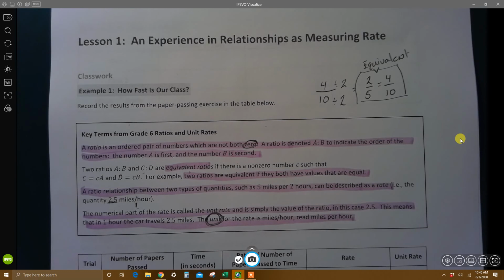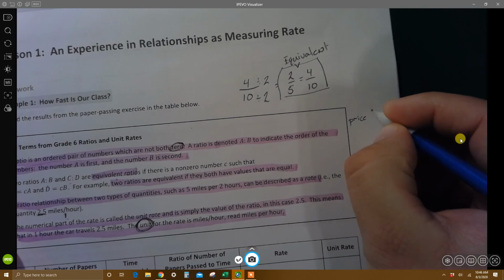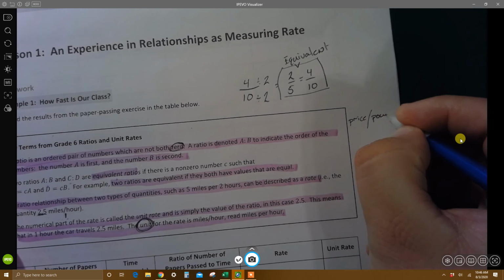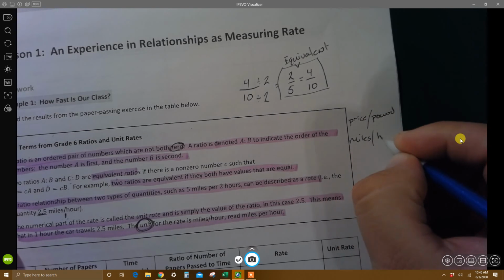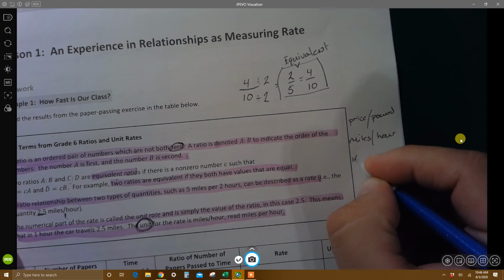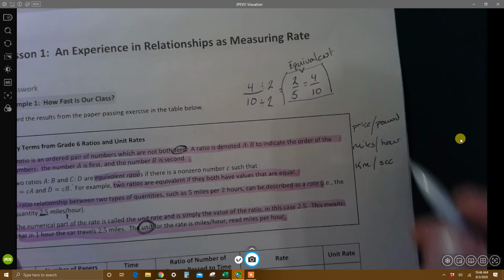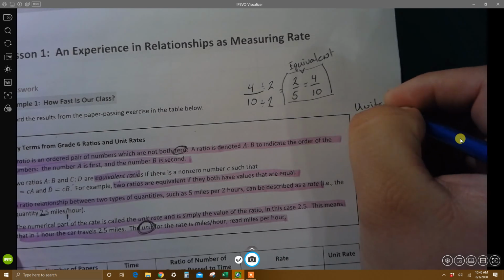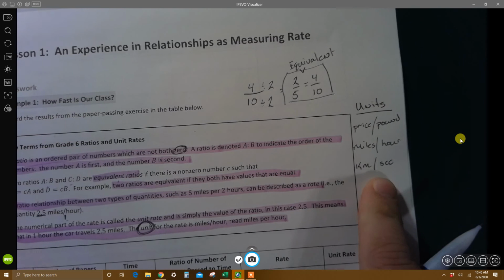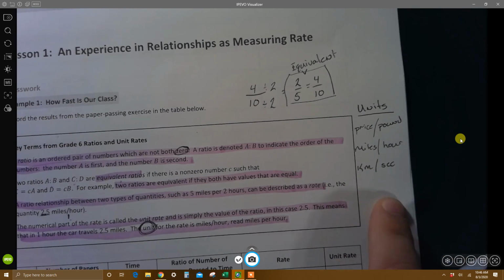It could be price per pound. Write that over here. It could be price per pound. Or miles per hour. Or kilometers per second. These are what you call units. This defines the value. This tells us what we're working with. If we don't have these, then we don't know.